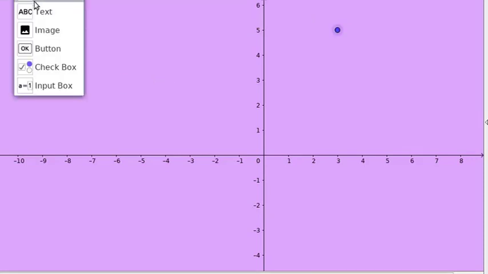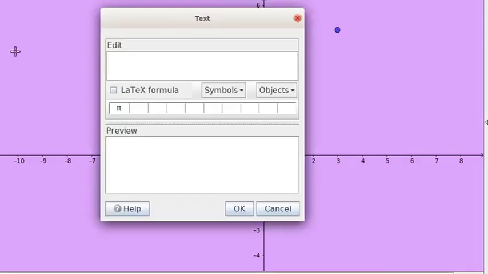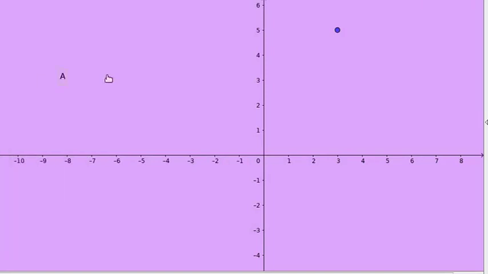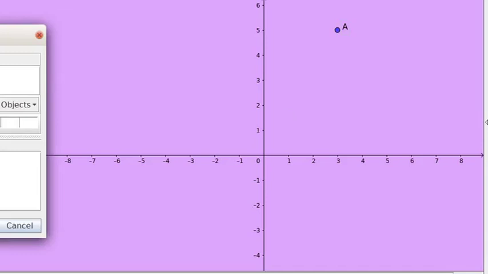What is the name? Point name is A. Therefore you can give it as A there. Okay, A is the point. You mark it there. After that write its coordinate. What is the coordinate? Coordinate is 3, 5.